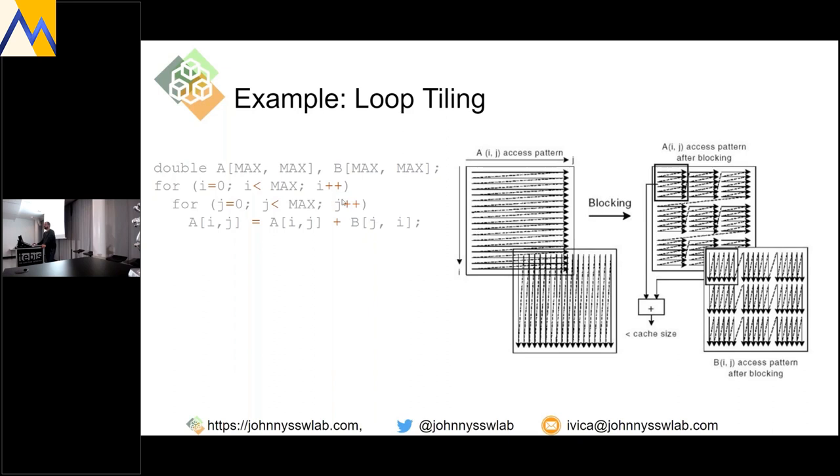And then we perform loop interchange. We cannot do loop interchange here. We cannot exchange them because nothing changes. If we do that, only A goes row-wise and B still goes column-wise.